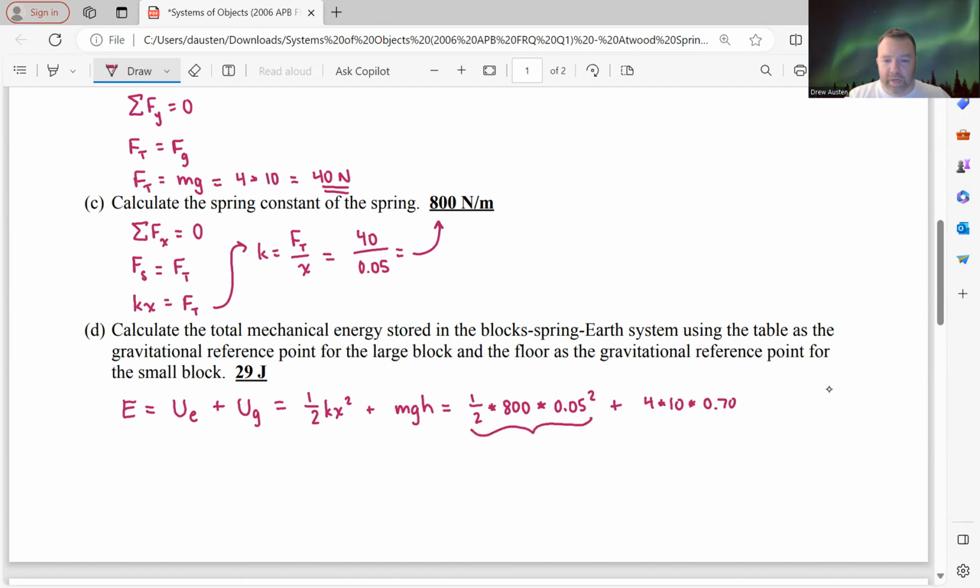This first term right here, if we multiply all those together, that turns out to be equal to exactly 1, plus, and then if you multiply all this stuff together, that turns out to be 28. So 1 plus 28 is equal to 29 joules.